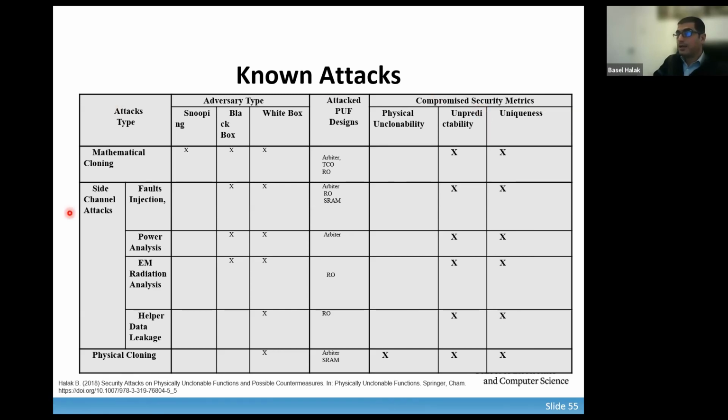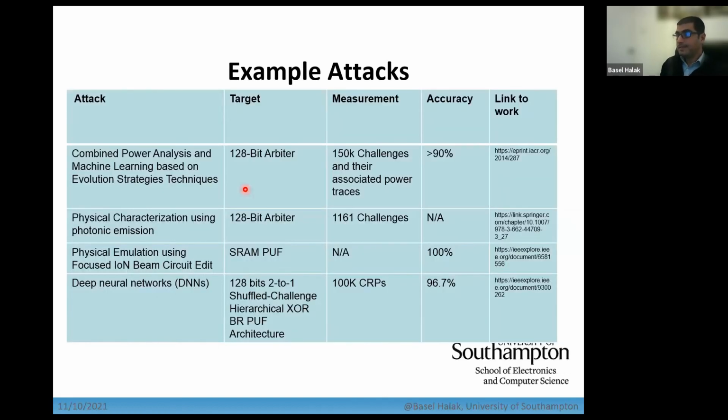In terms of side channel attack, we need the adversary to have physical access, either as a black box or as a white box, but it can also be used in combination with mathematical cloning to actually undermine both uniqueness and predictability. And we have the physical cloning attack, which we have already published, a physical attack that managed to actually clone both the Arbiter and an SRAM PUF, which undermines all security metrics.